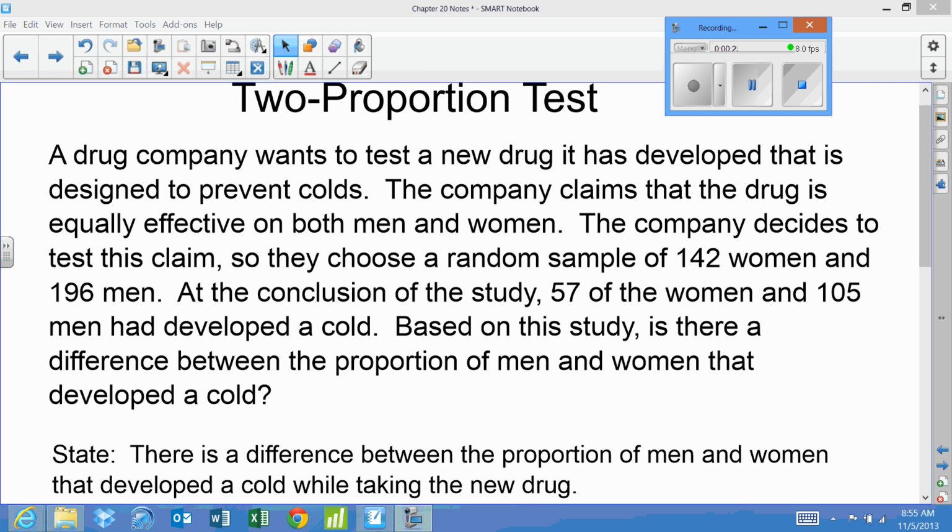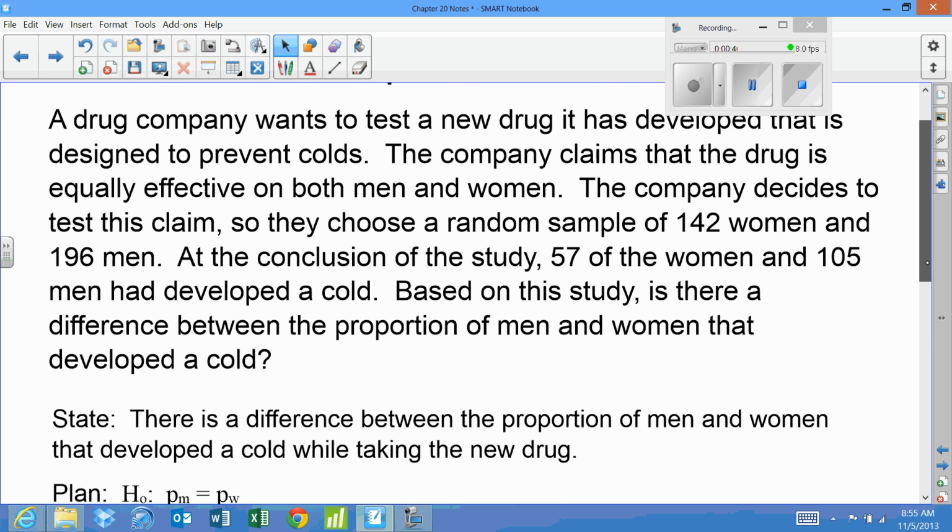At the conclusion of the study, 57 of the women and 105 of the men developed a cold. Based on the study, we want to know, is there a difference? So when we're looking at is there a difference, we want to write our statement. Again, we're doing a 4-step problem, and our statement is just that yes, there is a difference between the proportion of men and women that developed a cold while taking the new drug.